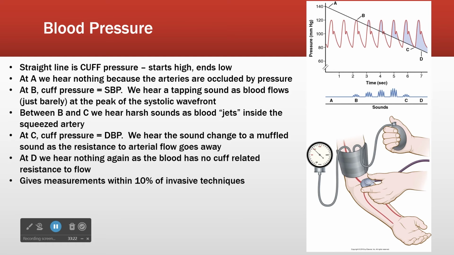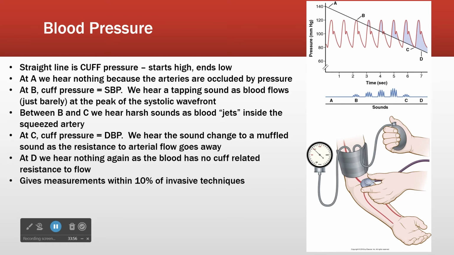Okay, so now we continue to let air out of the cuff, and our cuff pressure is going to decrease now from B to C. As this happens, what we hear changes, because we're going from letting blood flow through just at the top of systole to letting more and more blood flow through. So between B and C, we hear kind of harsh sounds as the blood sort of jets by our impinged artery, right? So whoosh, whoosh, whoosh, whoosh.